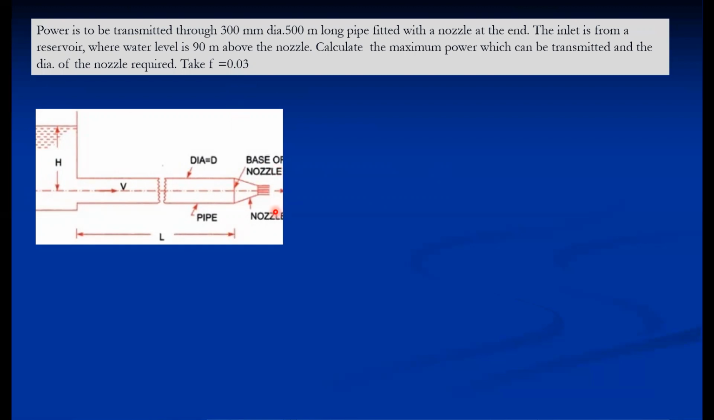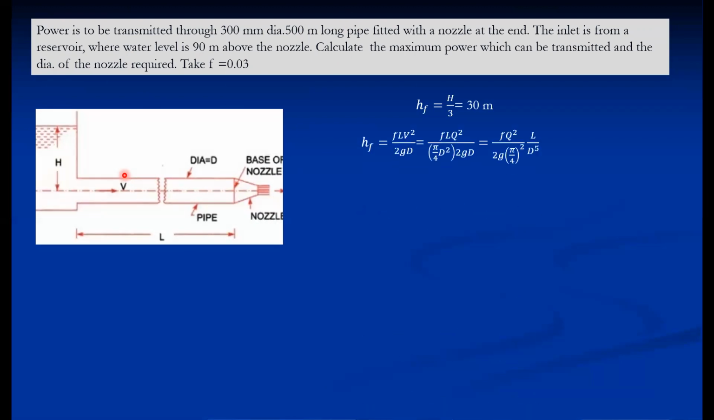For maximum power, H is given, so we can calculate HF. Q is not given. We can calculate the inlet and product. So the information given is that the power is transmitted, and the diameter and length are given.